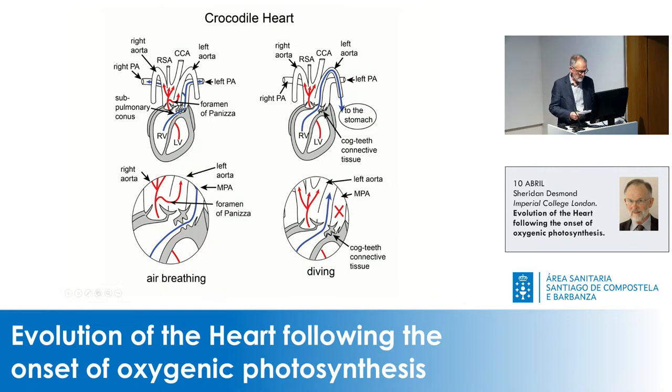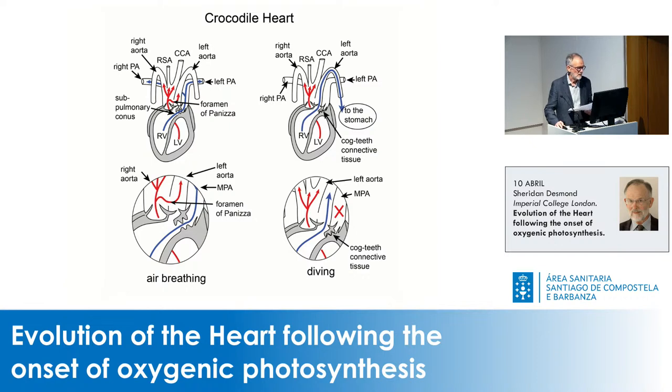The left aorta and main pulmonary artery arise from the right ventricle, while the right aorta arises from the left ventricle. And that's shown here. So the left ventricle is connected to the right aorta, and the right ventricle is pumping, in this case, directly into the pulmonary artery. During normal activities, without a lot of energy demands, blood from the left ventricle is ejected into the right aorta. But as shown here, crocodiles have a unique communication between the left and right aorta, known as the foramen of Panizza.